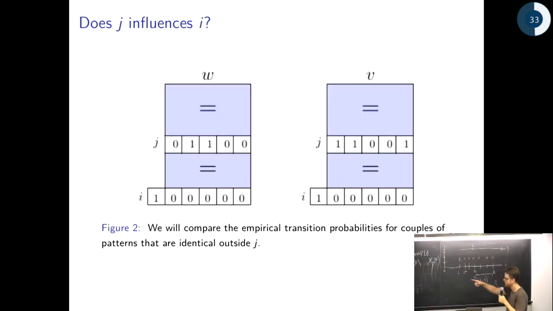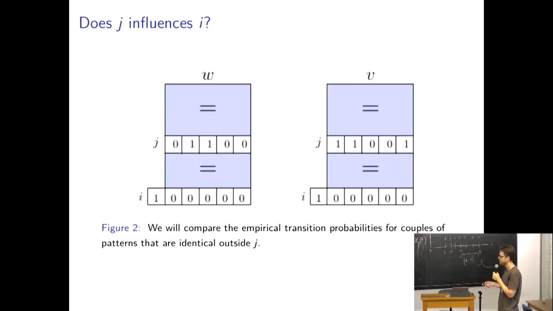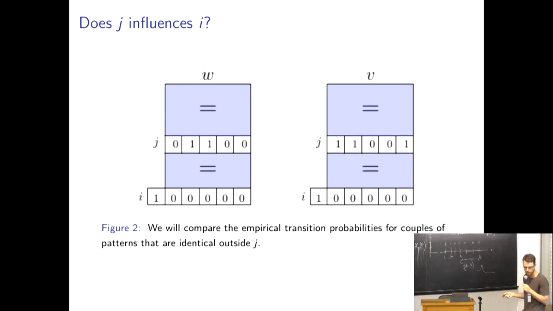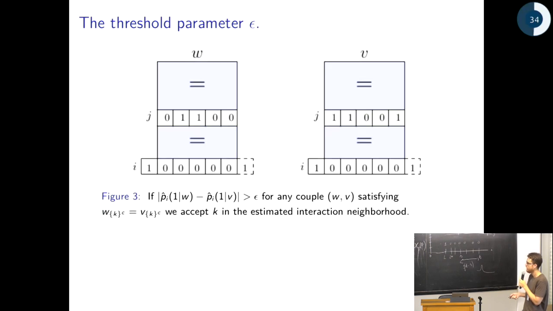So this picture is just what I was describing there. We compare the empirical distribution of patterns of this type to test whether J is affecting I or not. So I'm jumping ahead, and our test is essentially doing the following: if I take each pair W and V, which are compatible in this sense, here should be K, not I, sorry, then our test does the following. If the empirical conditional probabilities differ by more than some parameter epsilon, so for me large means being greater than this epsilon, then I say that K is in fact affecting the neuron I.